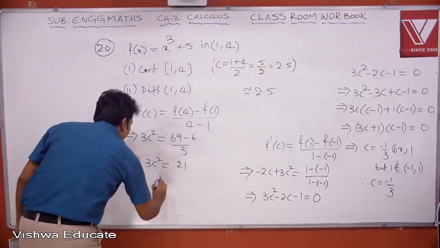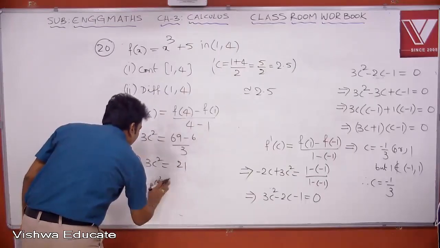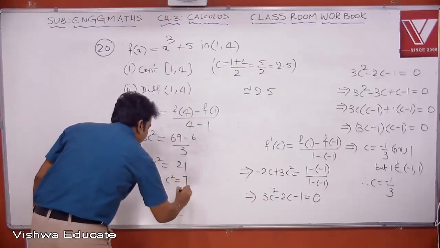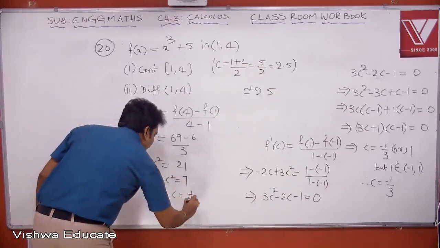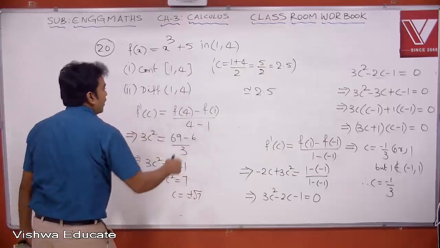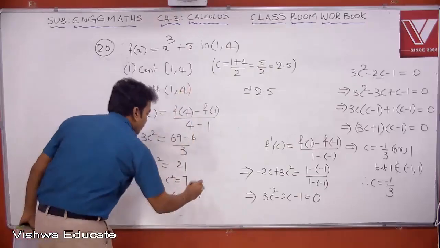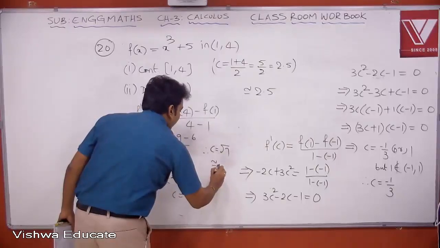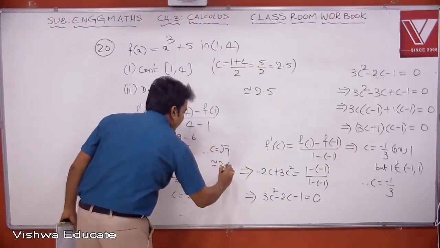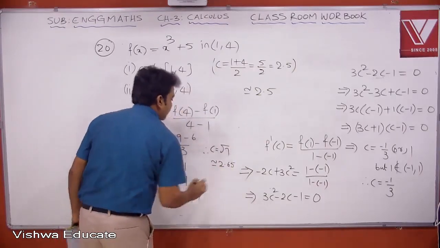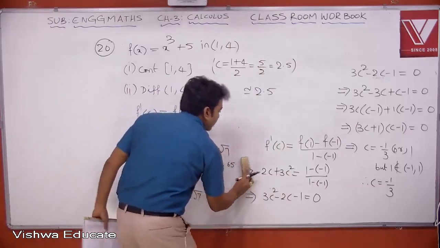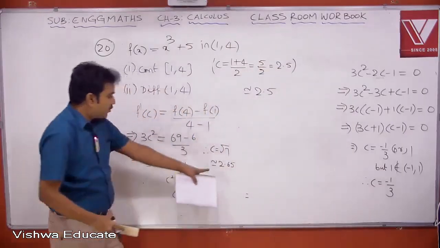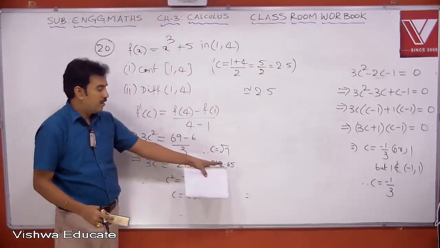So therefore 3c square equal to 21, c square is 7. So c is plus or minus square root of 7. But it must belong to open interval. So therefore c value equal to root 7. So this will be approximately 2 point, I think 63 or 65. So here c value is approximately 2.65. Note this.